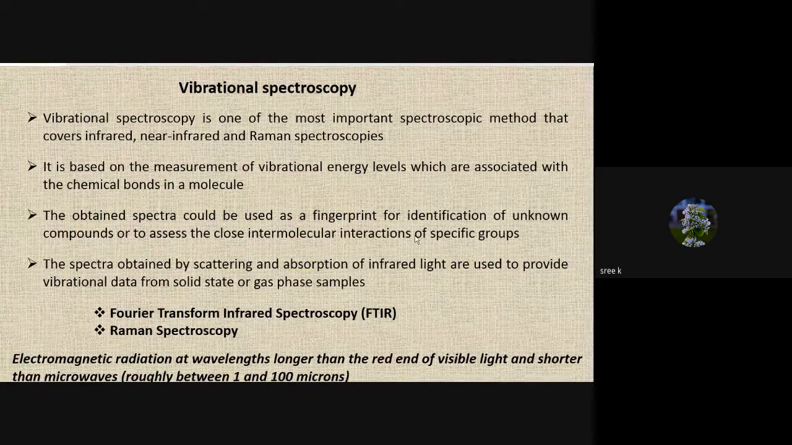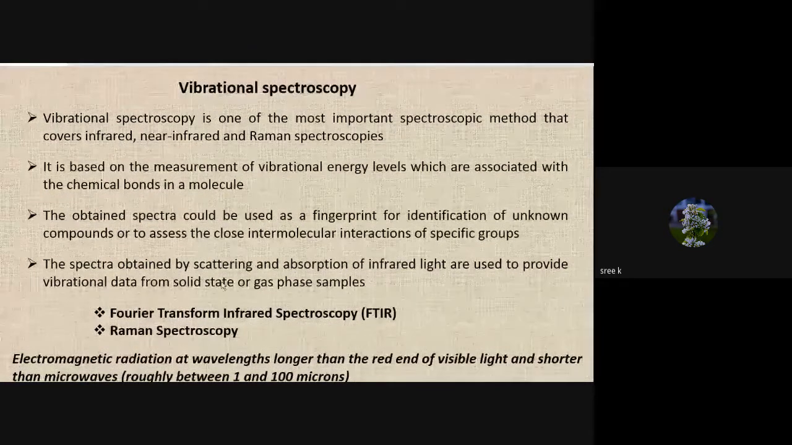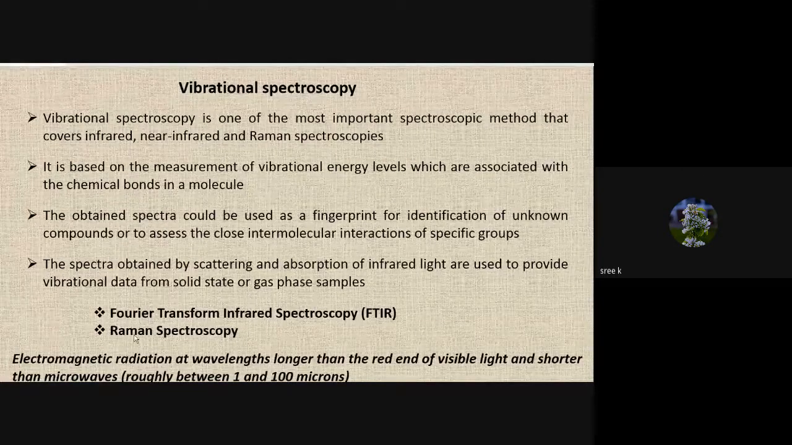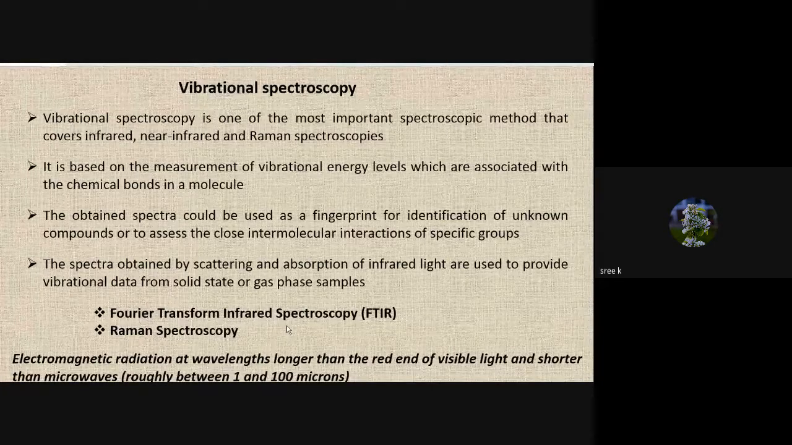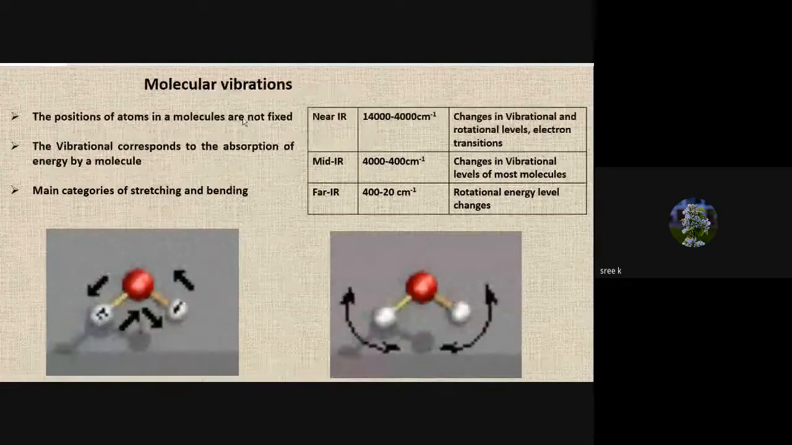It can assess the close intermolecular interaction of specific groups. The spectra obtained by scattering and absorption of infrared light are used to provide vibrational data from solid state or gas phase samples. So these are the two characterization techniques which are largely used: one is FTIR, another one is Raman spectroscopy. IR is electromagnetic radiation at wavelengths longer than the red end of visible light and shorter than the microwave.